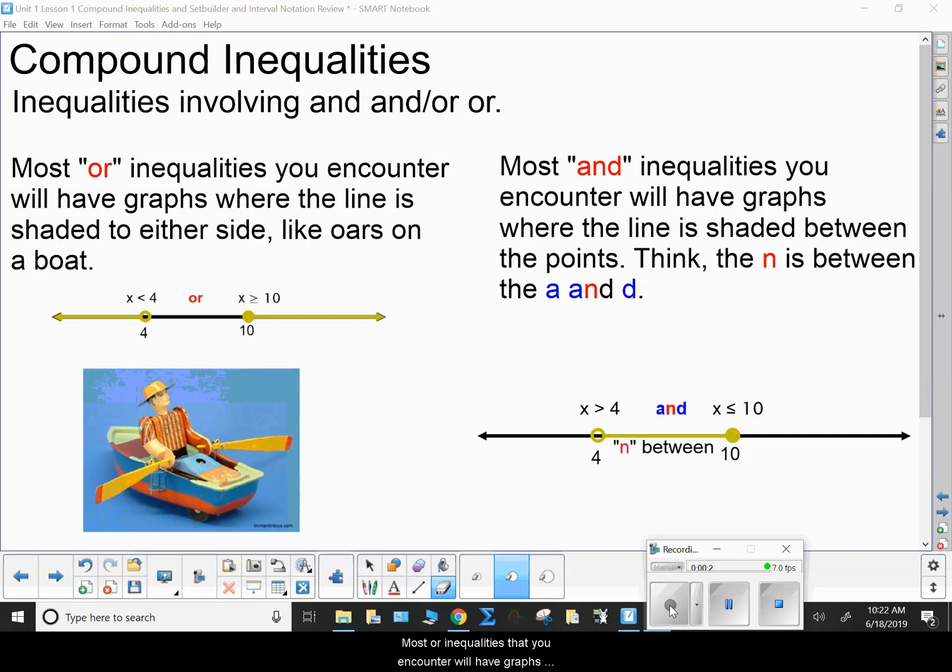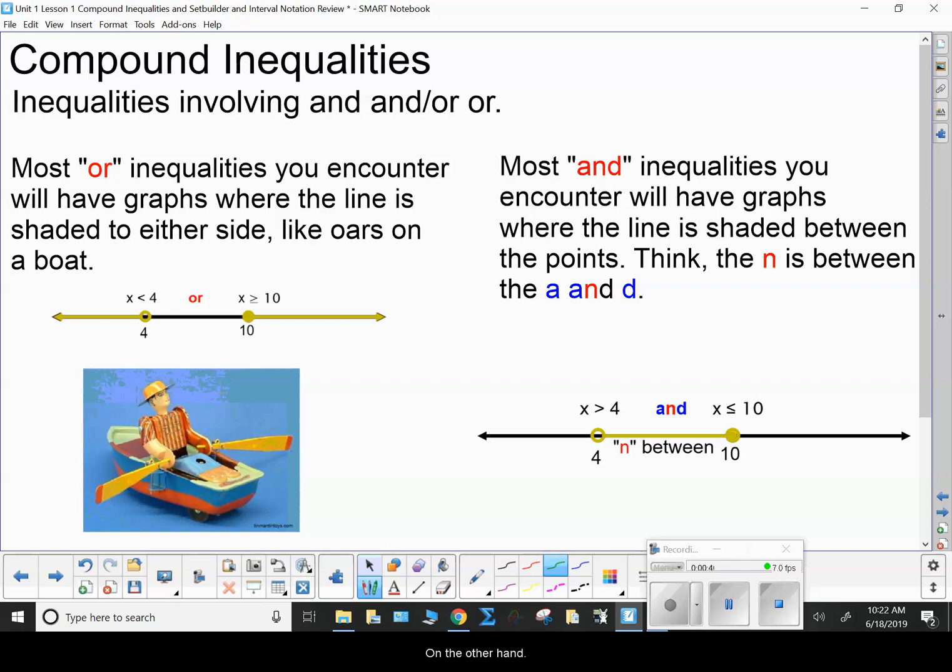Most OR inequalities that you encounter will have graphs where the line is shaded to either side. Okay? You are less than 4 or greater than or equal to 10. You can't be both. You're on one side or the other. Most OR inequalities will result in this type of a graph.